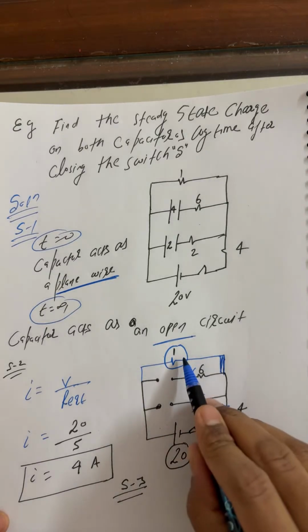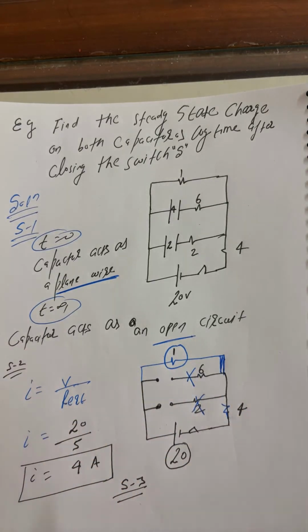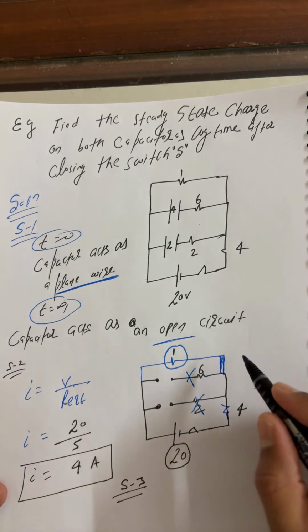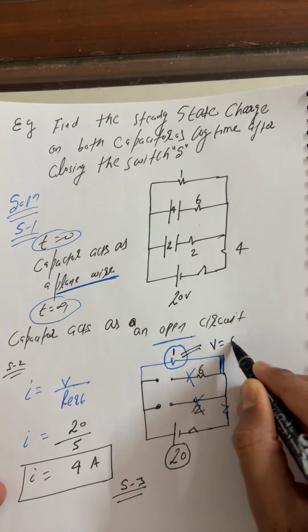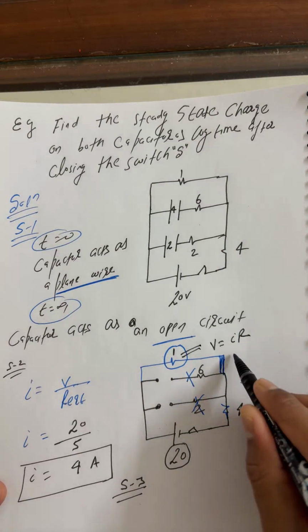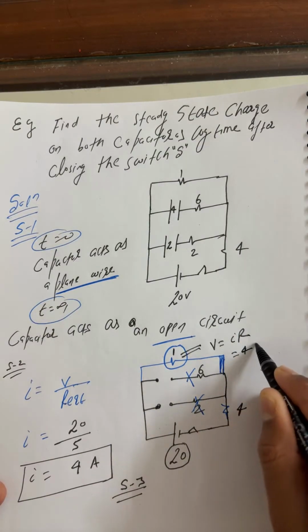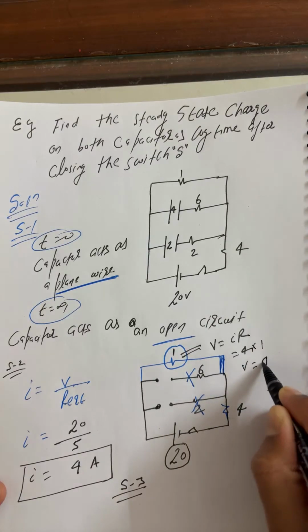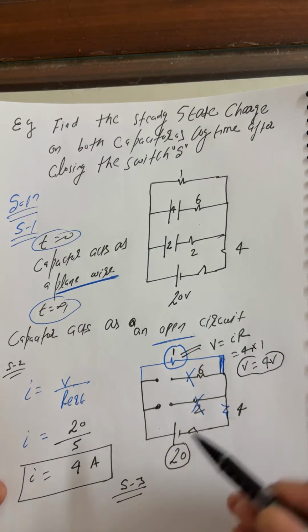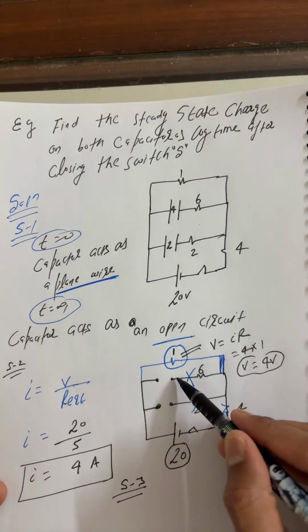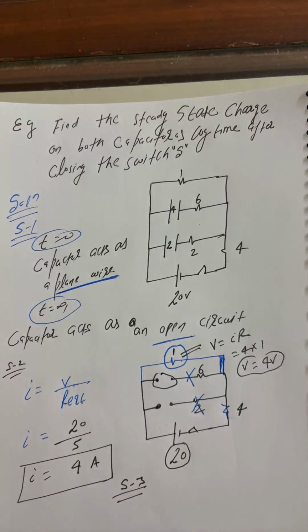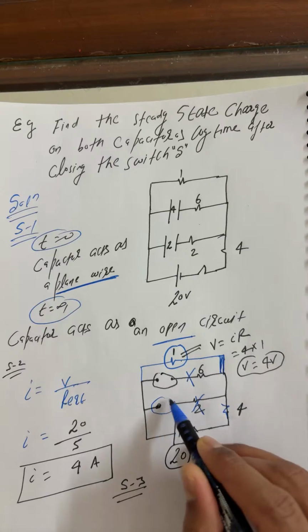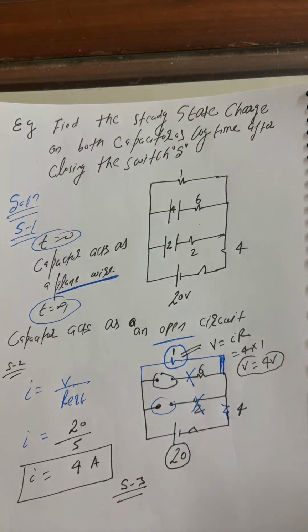Now we have to find the potential drop. Yes beta, it's moderate, correct. So what's the drop over here? You can apply V equals IR. I is 4 here and this is 1 ohm, so V equals 4 volt. The potential drop will come as 4 volt here also, and 4 volt here also. Why? Because these are all in parallel.